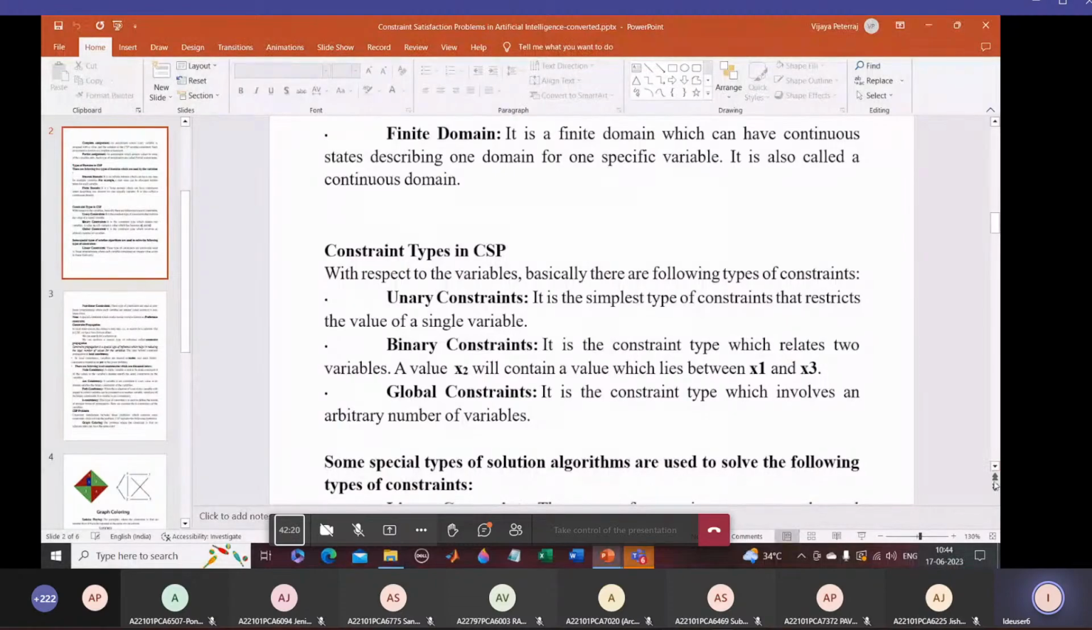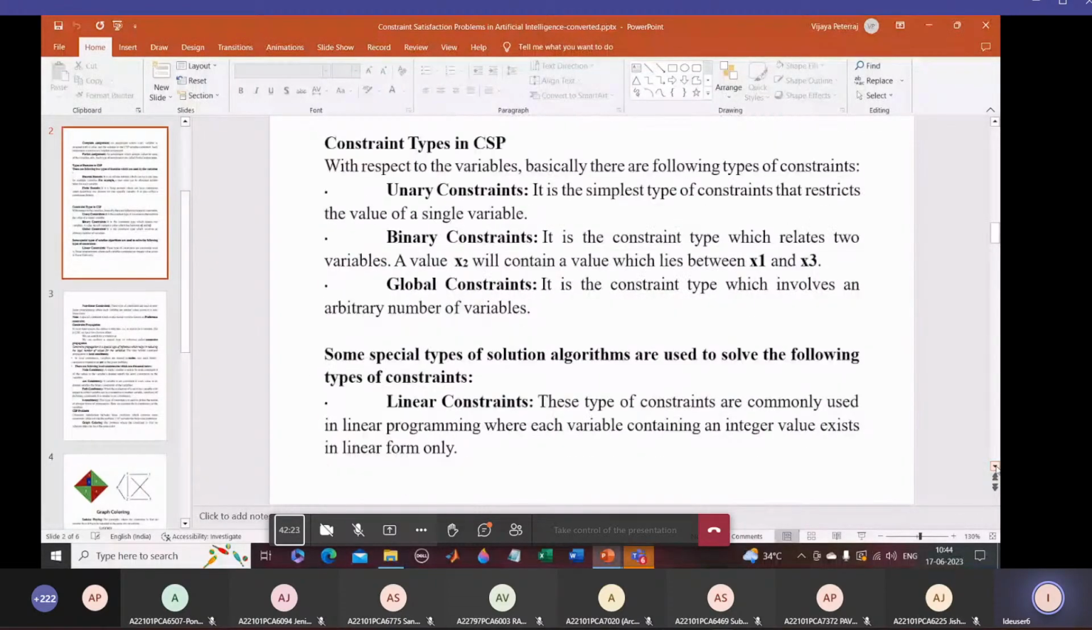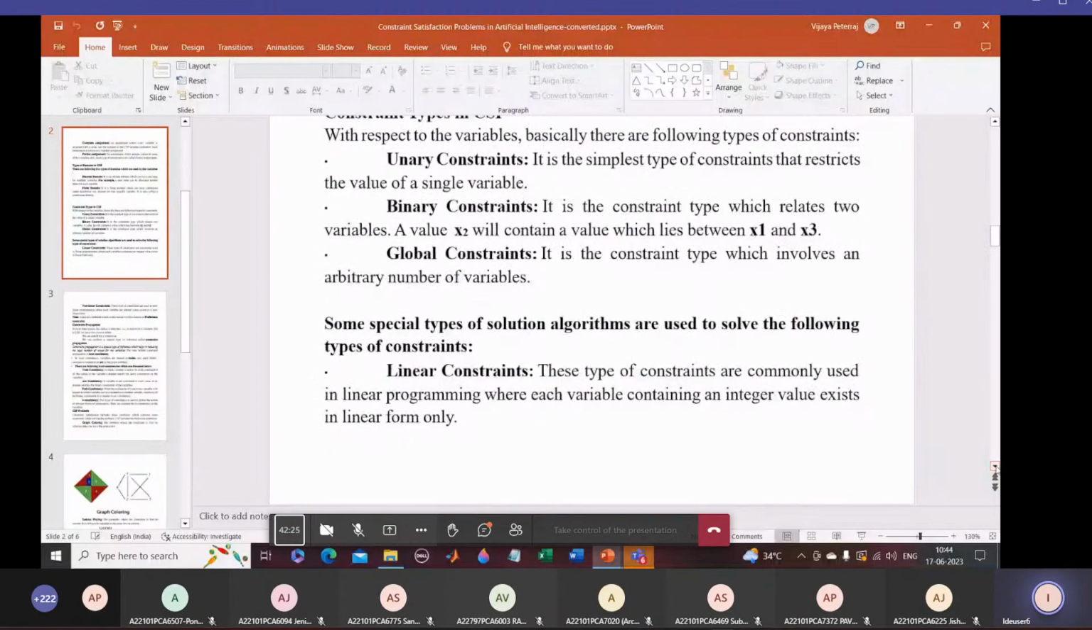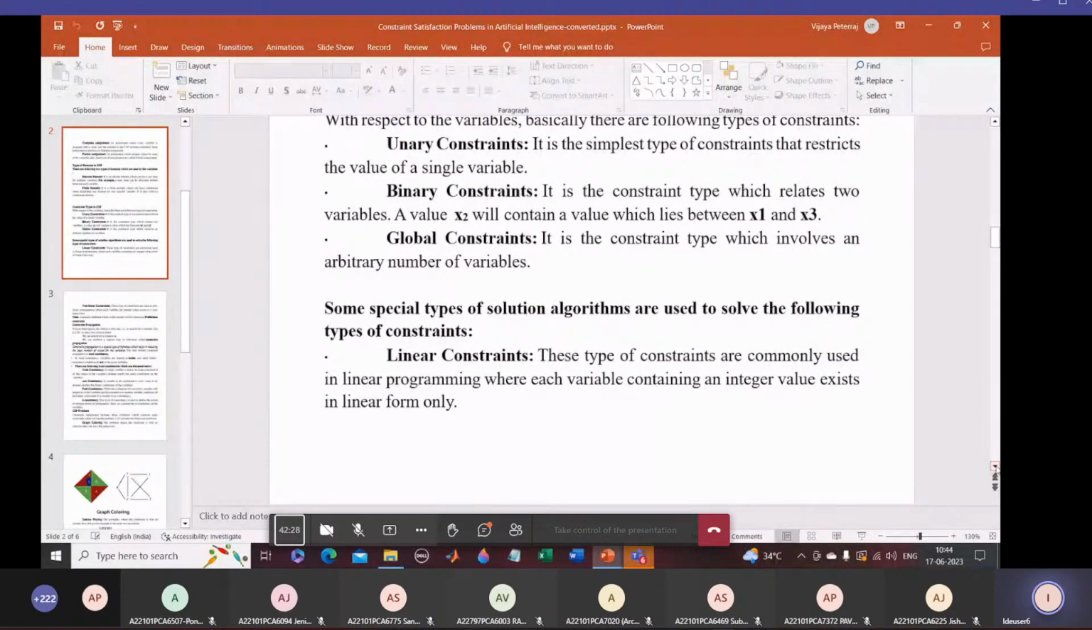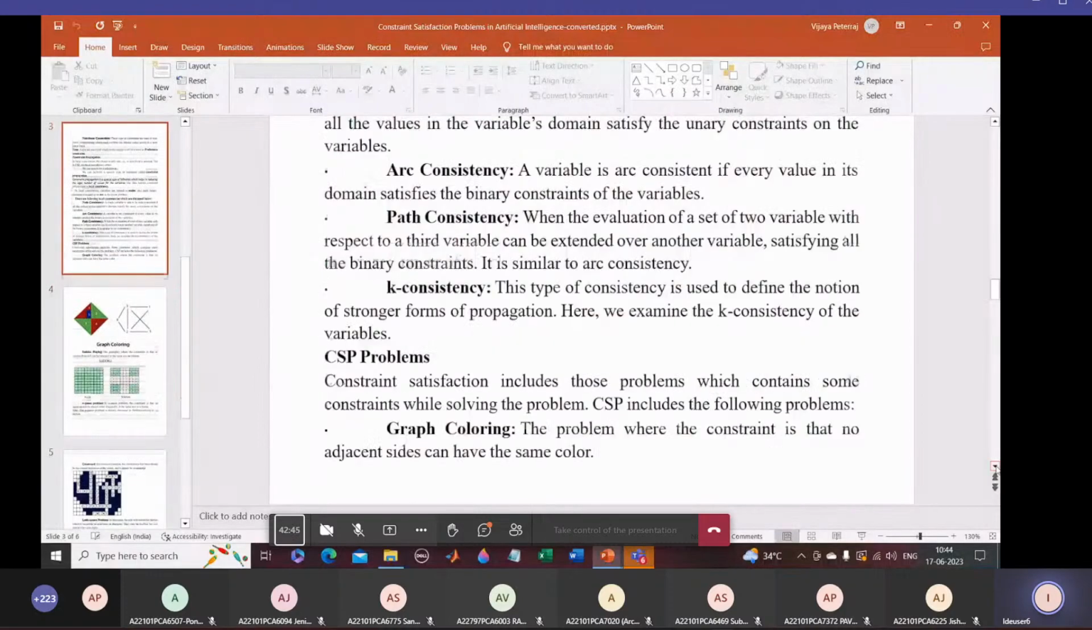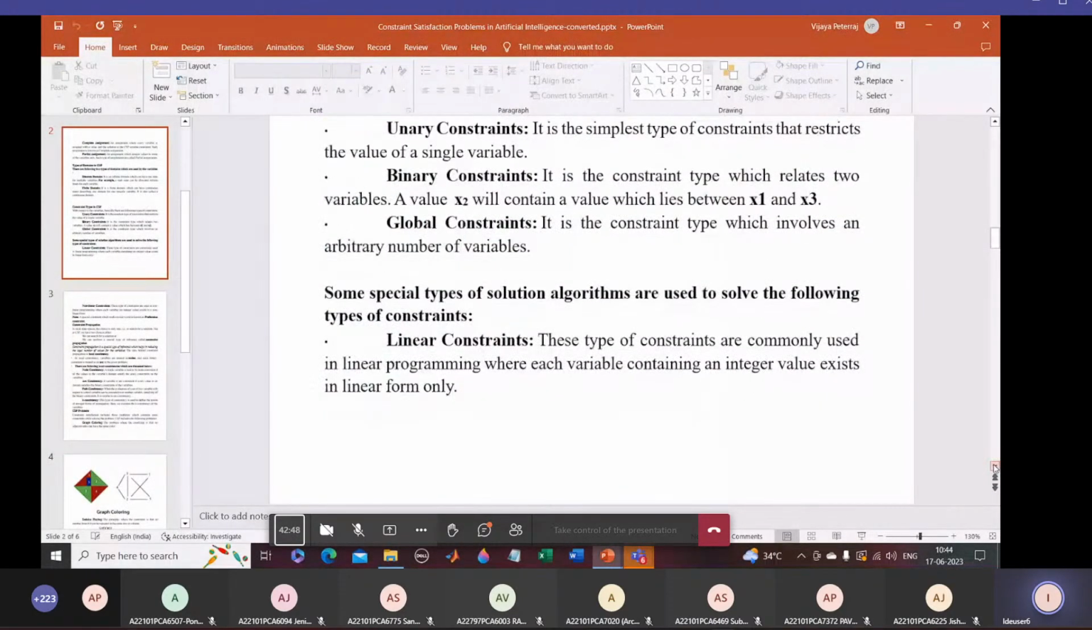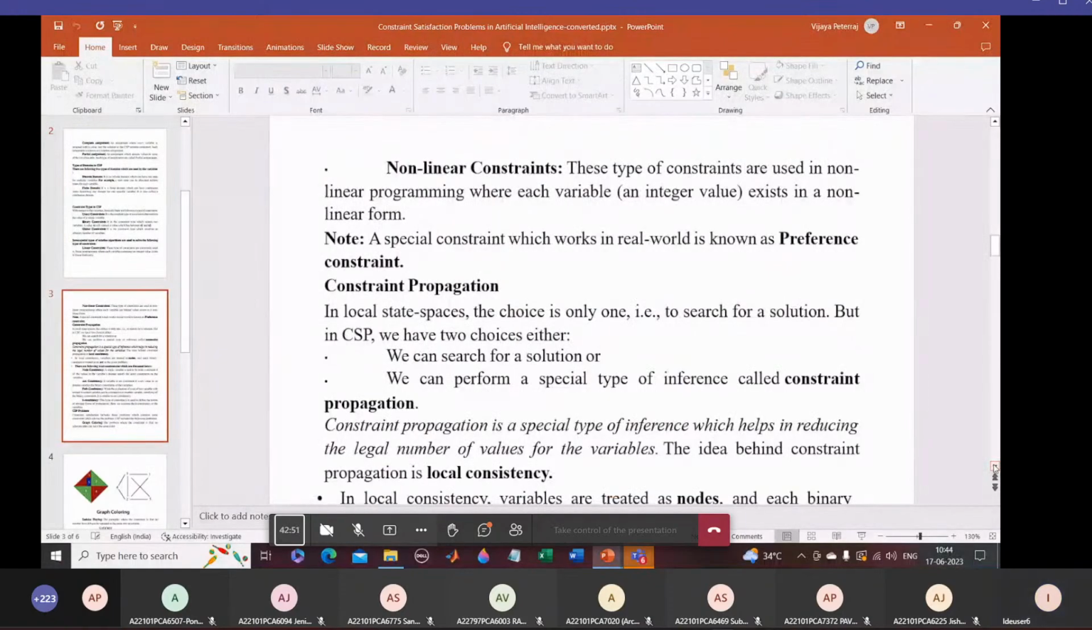And some special type of solutions are there. Okay, solution algorithm, which are used to solve the type of constraints. We have linear constraints. Okay, linear constraints they are commonly used in linear programming. Okay. So every variable which is containing an integer type of value, they exist only in the linear form. Linear order form, like one after the another. And the next we have non-linear constraints, and they are used in non-linear programming. So every variable exists in a non-linear form. Okay, this is also known as preference constraints.